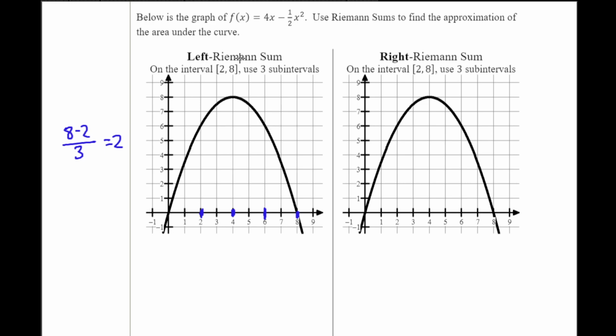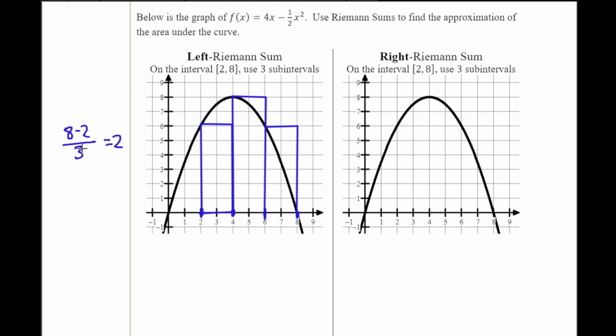Now, using the left endpoint of each rectangle, for the first rectangle, 2 to 4, from the 2 we go up to the graph, so that's f of 2, and that is the height for our entire rectangle. From 4 to 6, we start at 4, f of 4 is the height for the entire rectangle. For 6 to 8, we're taking f of 6, and that's the height of our whole rectangle here.